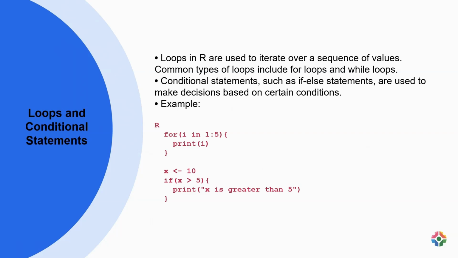Loops in R are used for iterating over sequences of values. There are different types of loops, with common ones being for loops and while loops. For loops iterate over a sequence for a specified number of times, while while loops iterate as long as a condition is true. Conditional statements, like if-else, are used for decision-making based on certain conditions. For example, a for loop in R can be written as for (i in 1:5) print(i), which will print numbers 1 to 5. An if-else statement, such as if (x > 5) print("x is greater than 5"), checks if the condition x being greater than 5 holds true and executes the code block accordingly.